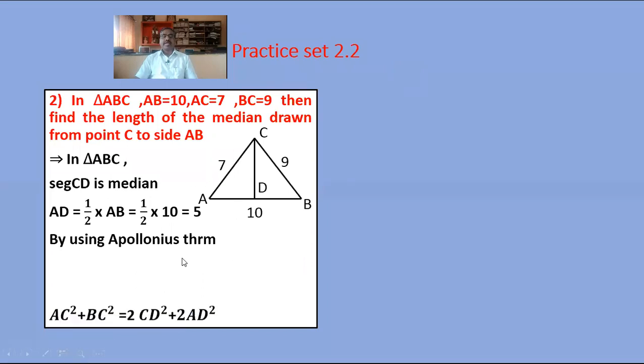Therefore, AC square plus BC square is equal to 2CD square plus 2AD square.